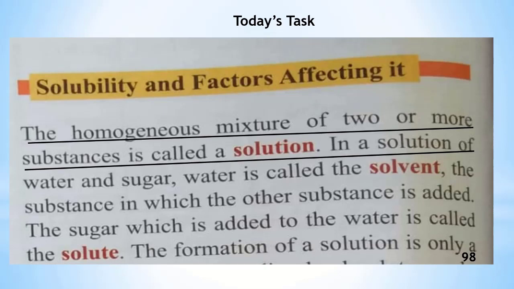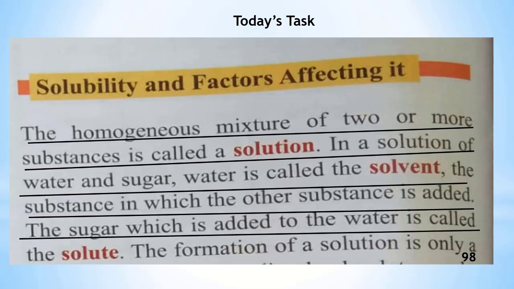In a solution of water and sugar, water is called a solvent. The substance in which the other substance is added is called the solvent. The sugar which is added to the water is called the solute. Here we had water on one side and some sugar, so water is the solvent, as that is liquid, and the sugar is in solid form and that is called solute.